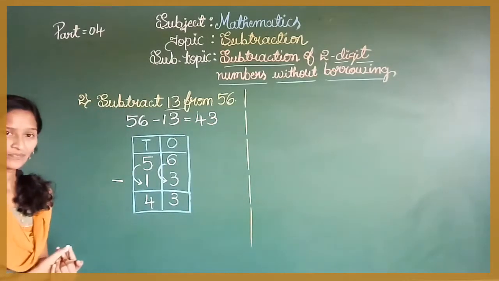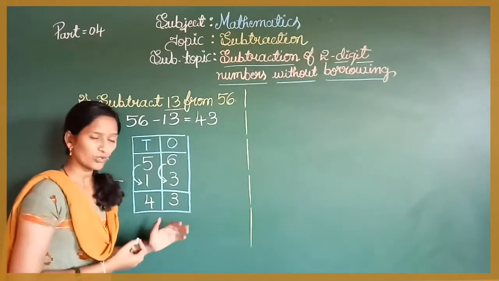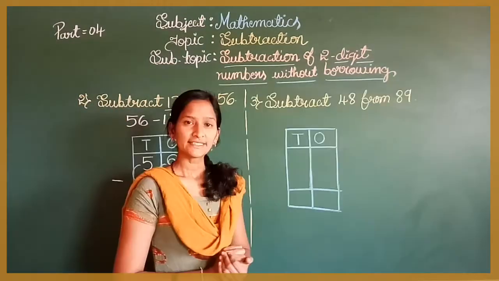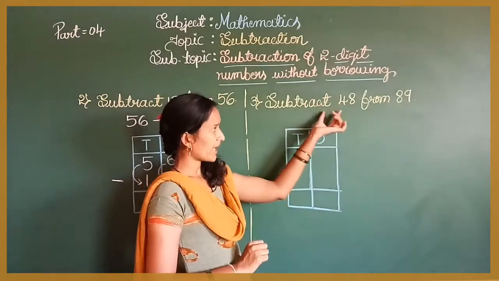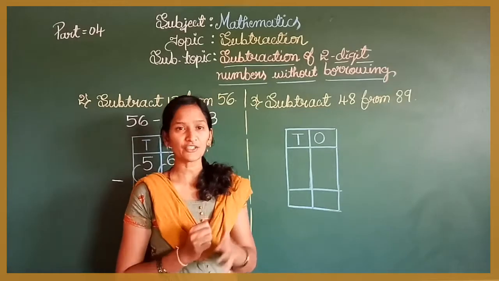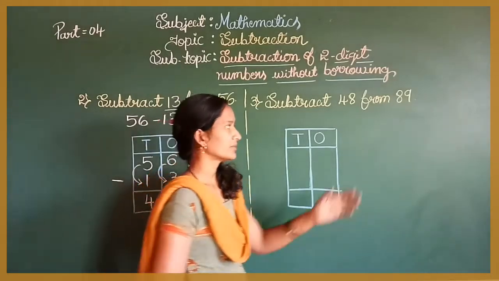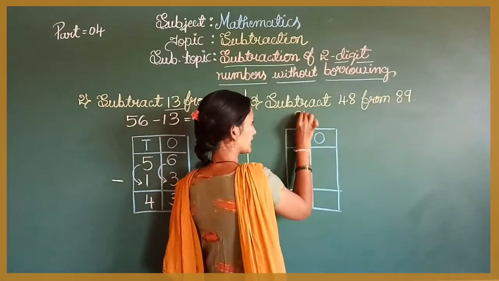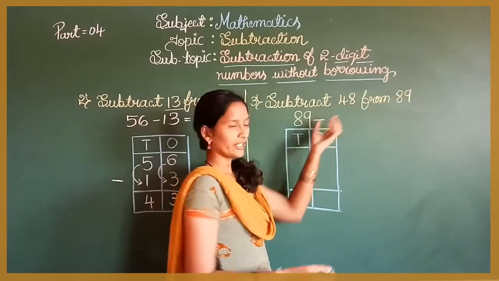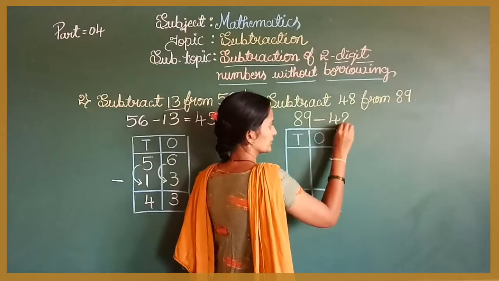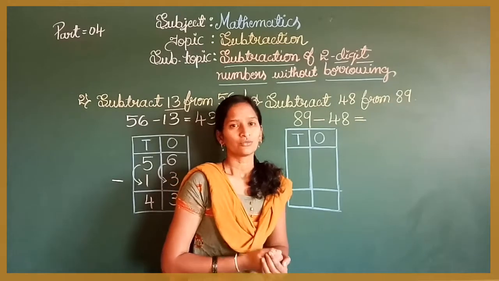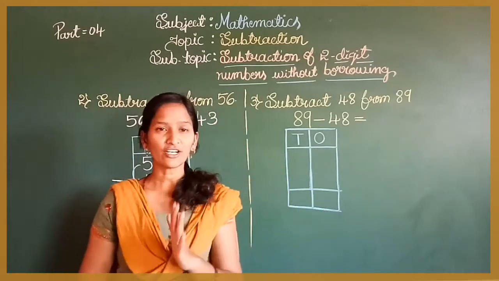Is it clear? So, I showed how to solve this. You have to expand it at home. Children, subtract 48 from 89. Which number are you writing at first? The number 89. So write 89 minus 48. 89 minus 48 is equal to what? You have to find out the difference.